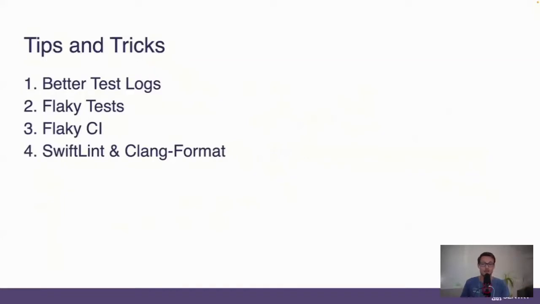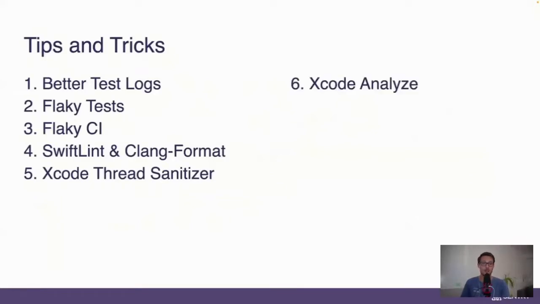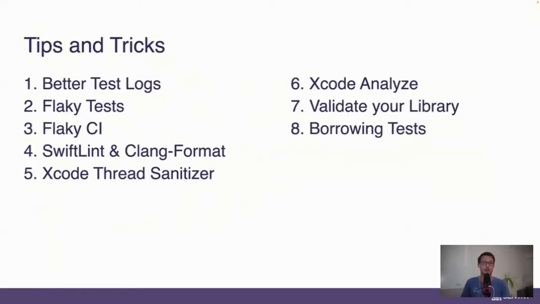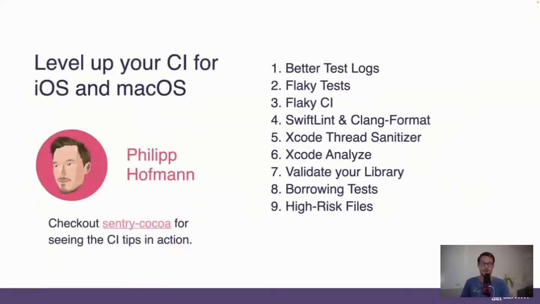You can check out SwiftLint and clang-format after this session. Xcode Thread Sanitizer for uncovering threading issues. You can use Xcode Analyze to find code issues in Objective-C, C, and C++ code. You know how to validate your library that it's compiling properly. We looked at a little bit awkward technique of borrowing tests from other open source repositories, and just recently how you can make sure that nobody changes high-risk files by accident. That's all. That was everything.